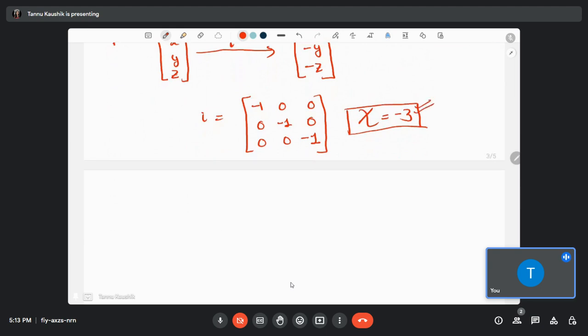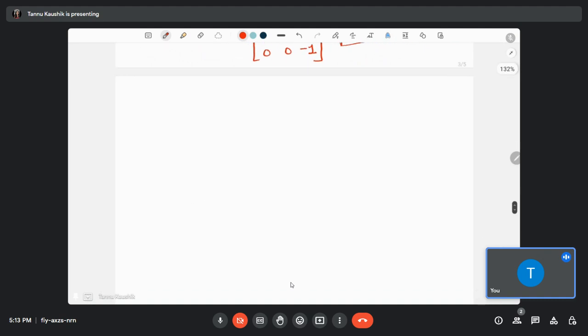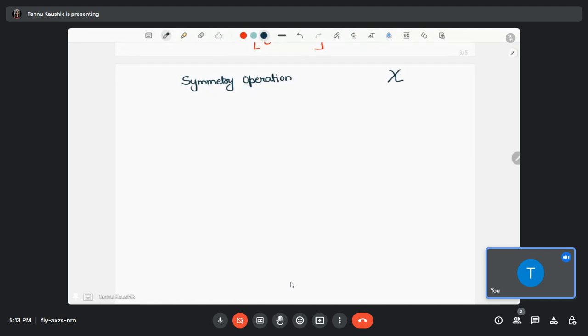You will have to remember these characters, okay? So now I'm listing out the character for each of the symmetry elements in this table. Please follow it to solve any kind of examples you will be doing in the practice sessions. Here I'm writing the symmetry operation, and this is the character of that particular symmetry operation.